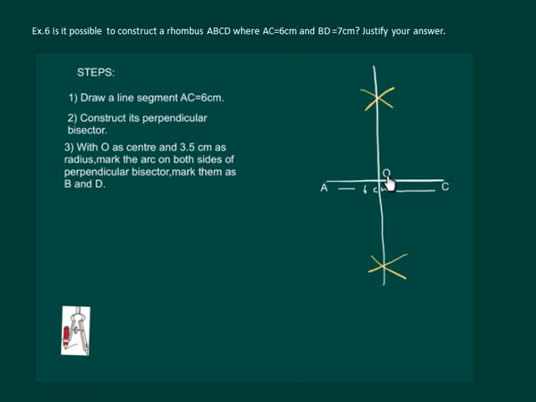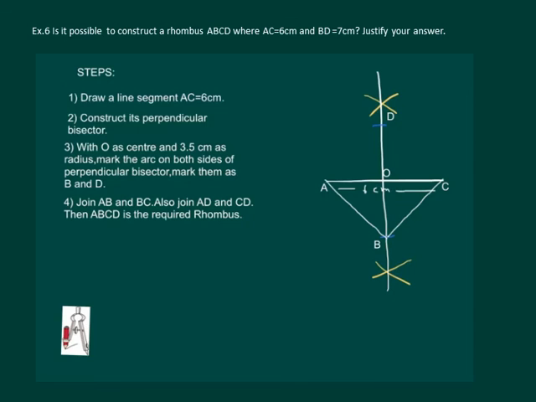Now it remains to plot the points B and D which will lie on this perpendicular bisector. With O as center and 3.5 cm as radius on your compass, mark the arcs on both sides of the line AC. Name them B and D. Now join AB and BC and AD and CD. Then ABCD is the required rhombus.